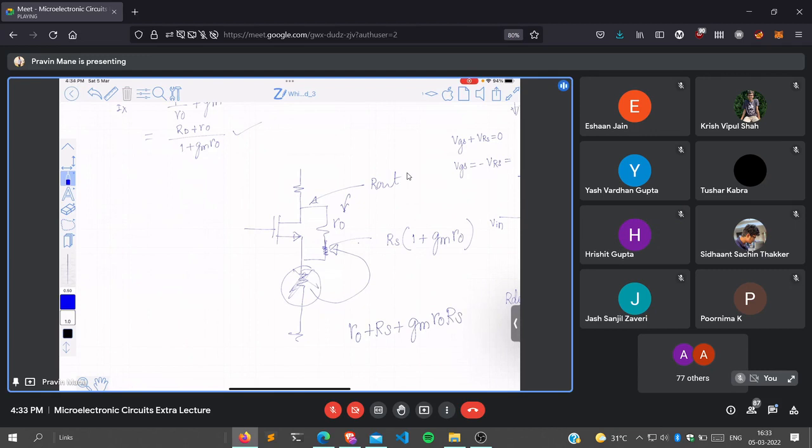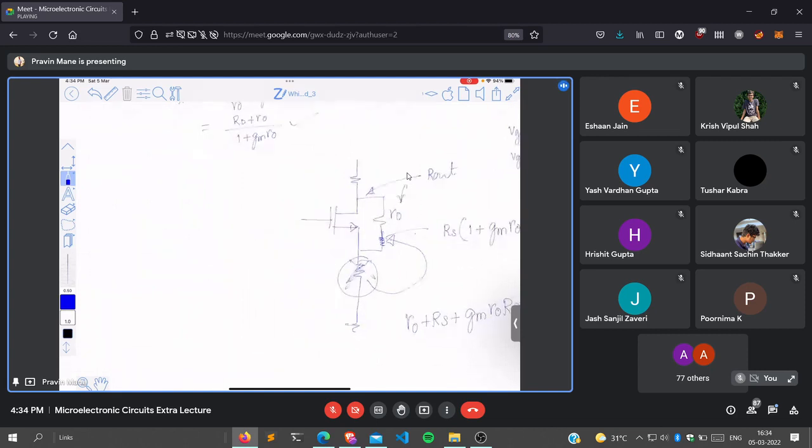What I said, when RS is removed from there, it should not be done practically. It is practically not possible. This is just to remember the formula. RS should be removed from there and put in series with RO, multiplied by 1 plus gm RO. Understood what I said? It is multiplied by 1 plus gm RO, and the other case is exactly opposite.